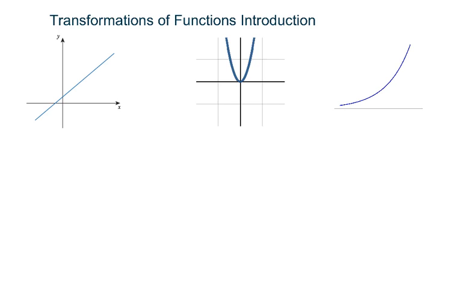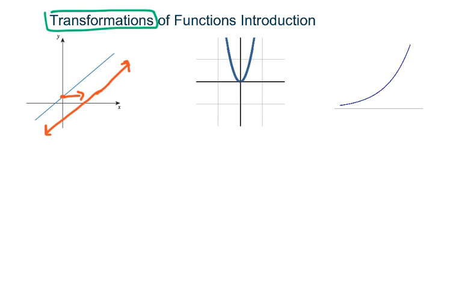So what does it mean to transform a function? Well, if you think about the word transform, it means to change. So we're going to be taking a given function and putting some type of change on that function. For example, we could take this first linear function and we could slide it to the right. So I've changed that function's position on the coordinate plane.